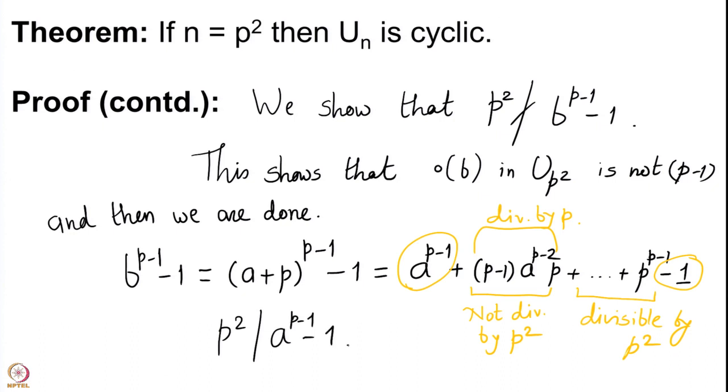This is because the order of a modulo p squared was p - 1. So, among the right hand side we have the elements which are divisible by p squared, together with -1, and these things are divisible by p squared. So, when you look at this modulo p squared, the b^(p-1) - 1 is exactly this (p-1) a^(p-2) times p.